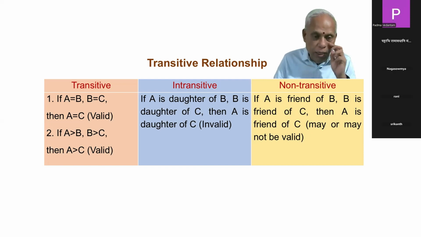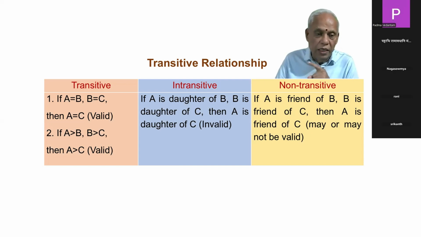Similarly, if A is greater than B and B is greater than C, then necessarily A is greater than C. Automatically, this is valid, because A is already greater than B, and B is also greater than C. Therefore, A must be greater than C. This is also valid. So, these direct transitive relations are valid relations.